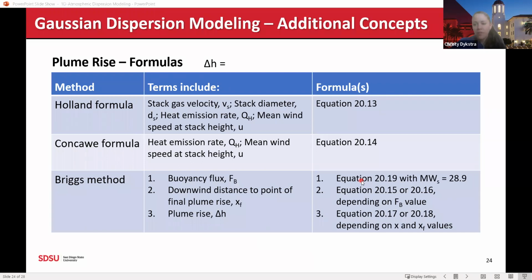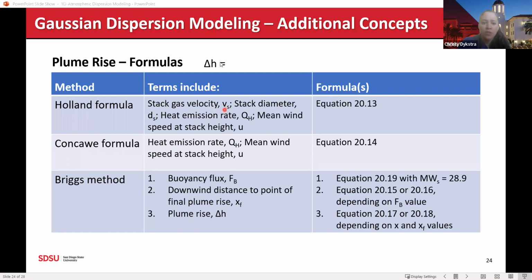So we have 3 different methods in your book about how to calculate plume rise, different formulas and so on: the Holland formula, the Concaw formula, and the Briggs method. Now, the most common EPA models use the Briggs method. It's a little bit more complex. It requires more information, and it was developed a little bit later. But Holland and Concaw can sometimes also be useful, and they're a little bit easier to calculate. So we're going to learn all 3. And for your project, you're going to be doing all 3 of these methods to determine which one will give you worst case conditions. So for the Holland formula, the things that you need are going to be the stack gas velocity.